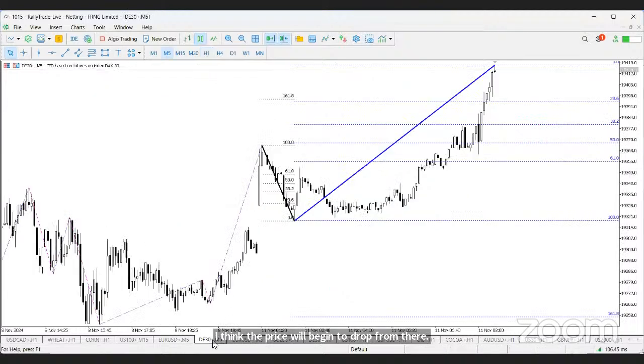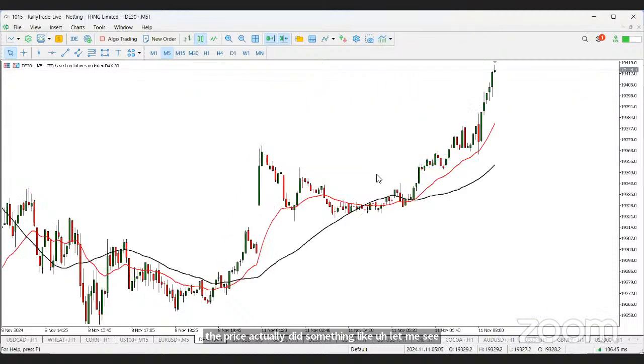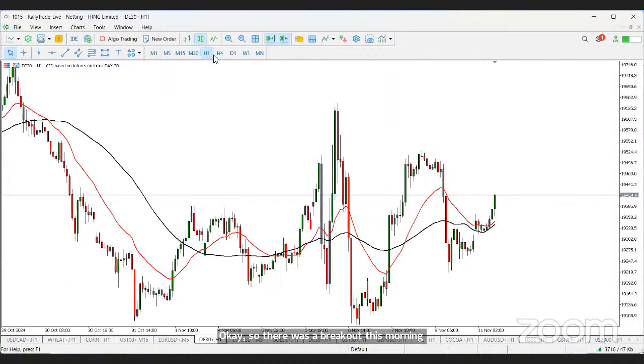Let's go to D30. Somebody suggested it. So on the D30 front, the price actually did something, let me see. Okay, so there was a breakout this morning. Should we actually miss this one? But on the 1 hour front, I think it's still a good one. So I think we can still buy on this one.